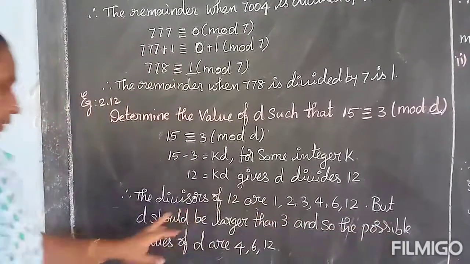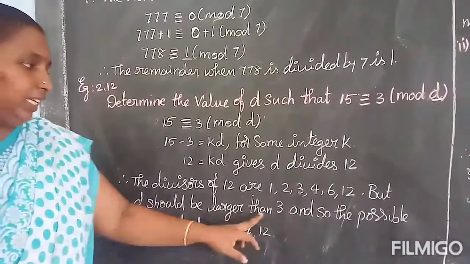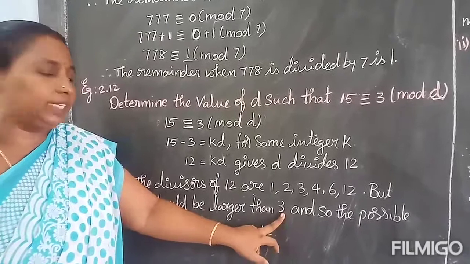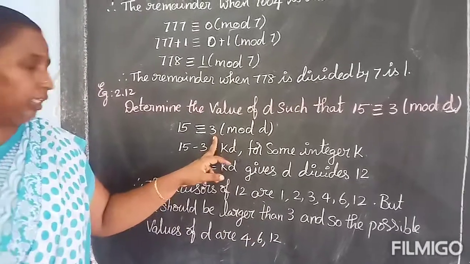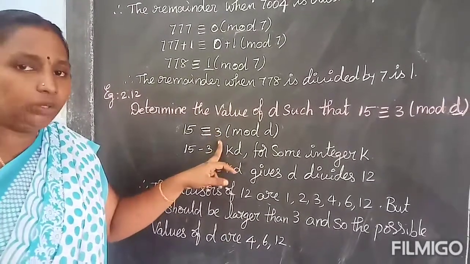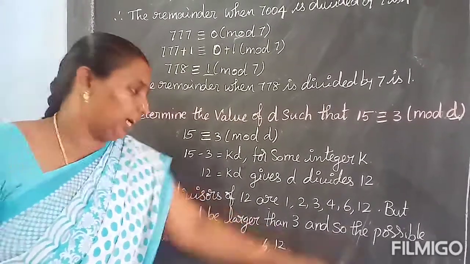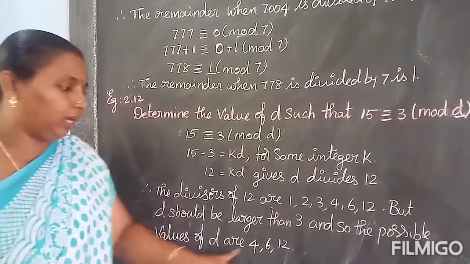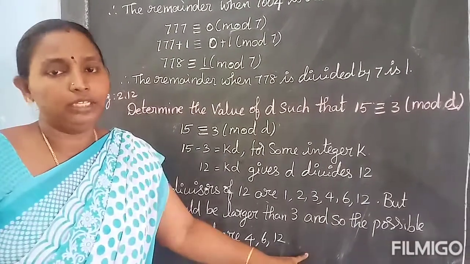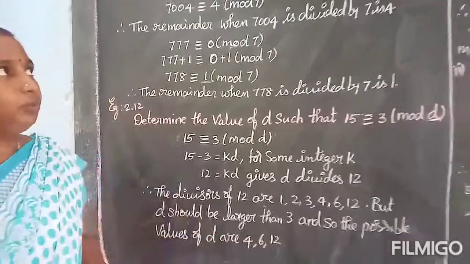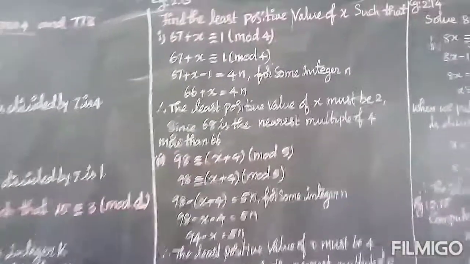12. But D should be larger than 3. Why should D be larger than 3? Here the remainder is 3, no. So D should be larger than 3. And so the possible values of D are 4, 6 and 12. Is it clear? So, move on to the next example 2.30.